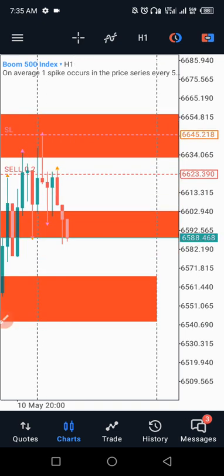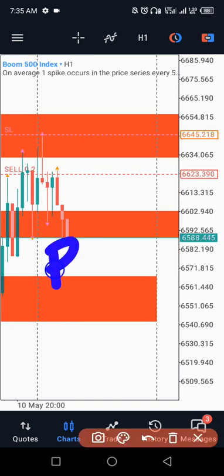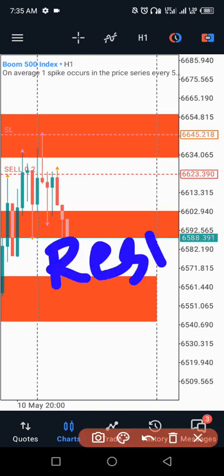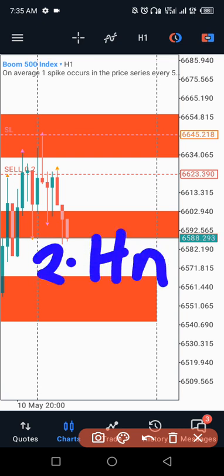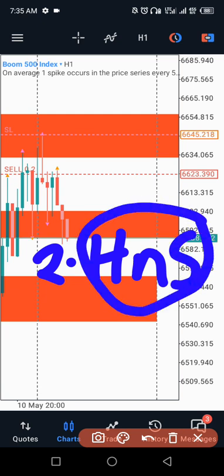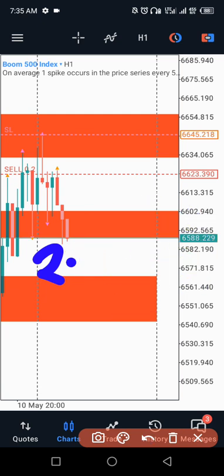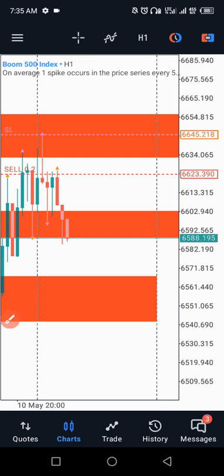Remember, we have finished talking about the resistance level, which is one of the factors of confluence that we use to determine why we should be in this trade. The second thing we want to determine is the chart pattern, which is called the head and shoulders chart pattern. Whenever you spot this head and shoulders pattern, it is a very powerful reversal strategy.